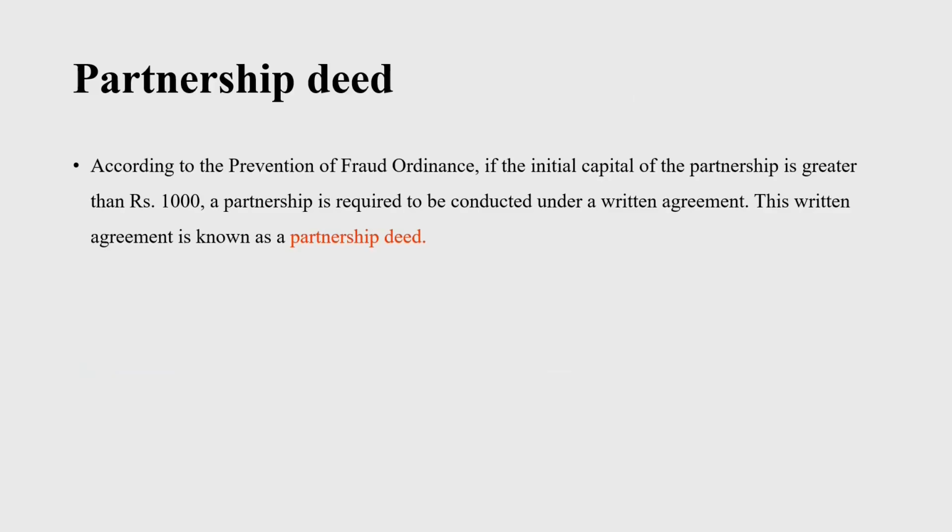According to the Prevention of Fraud Ordinance, if the initial capital of a partnership is more than 1,000 rupees, the partnership agreement should be written. Other characteristics are unlimited liability, the same as sole proprietorships. Partners must sacrifice their private funds to settle liabilities. Registration is not mandatory, not a separate legal entity, and no continued existence.